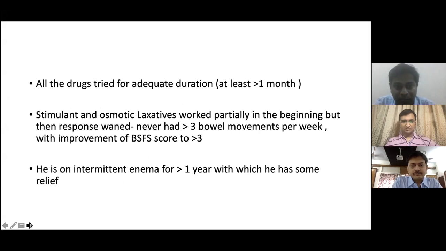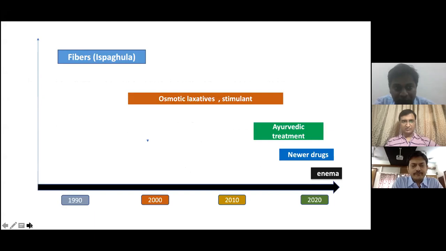The timeline of his osmotic and fiber intake: initially, he tried fibers in the first part of his illness. When he realized he didn't respond, he stopped. Later, he tried osmotic and stimulant laxatives. Recently, he tried Ayurvedic treatment, which didn't help him much. Newer drugs like prucalopride and lubiprostone were tried for a month. And now, before he came to CMC, he has been on a soap-water enema once a week.